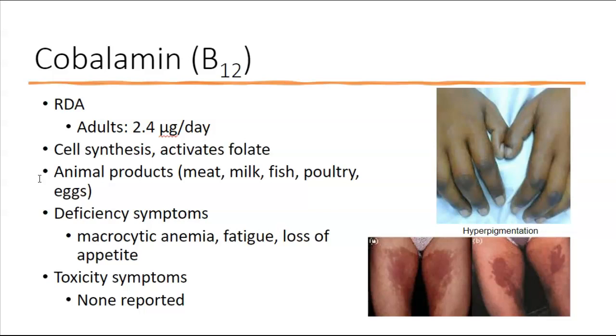We find cobalamin only in animal products. So people that are vegan, that do not eat any animal products, have to be concerned about their B12 levels. Animal products like meat, milk, fish, poultry. The deficiency symptoms are anemia, fatigue, loss of appetite, and the toxicity symptoms, there are none reported. So that is the last of your B vitamins.